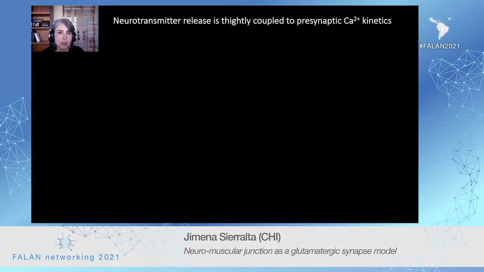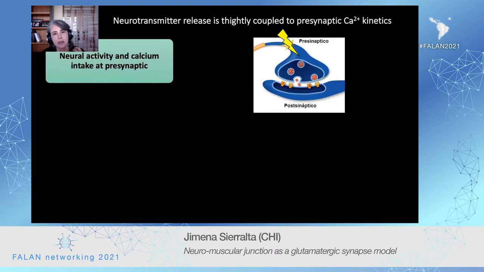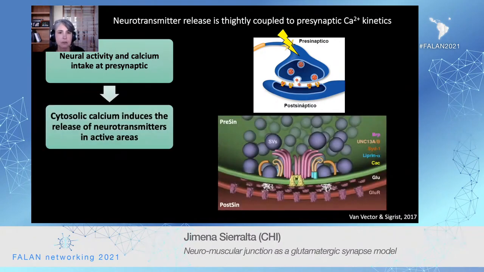We know that neurotransmitter release is tightly coupled to presynaptic calcium kinetics. Thus, an action potential triggers the entrance of calcium into the bouton, and that produces the release of the neurotransmitter through the fusion of the synaptic vesicles. The fusion is produced in the active zones, which are specific places where the machinery for the release is located, together with calcium channels and other proteins that are necessary for the activity.